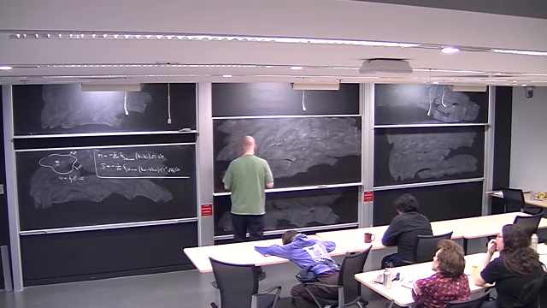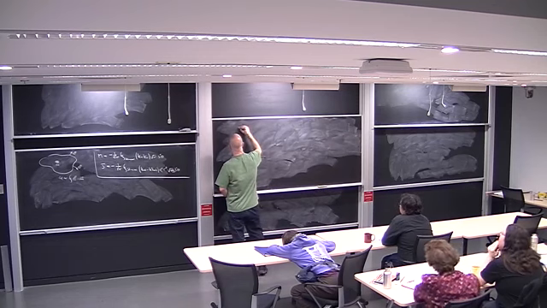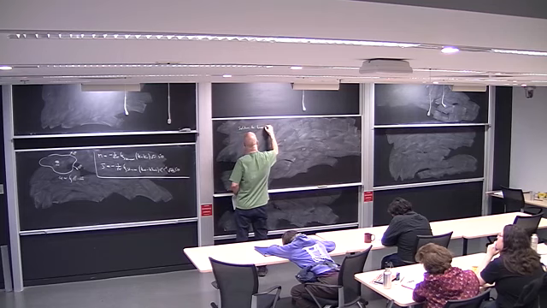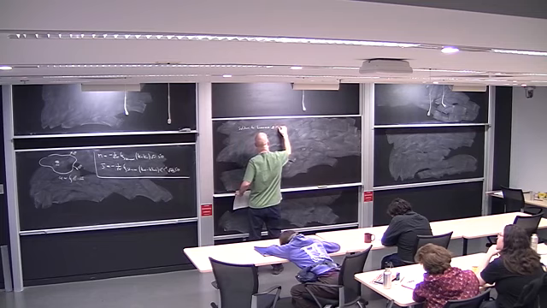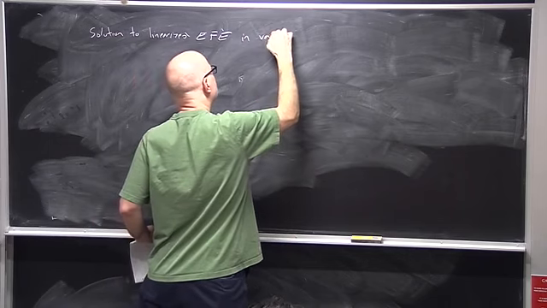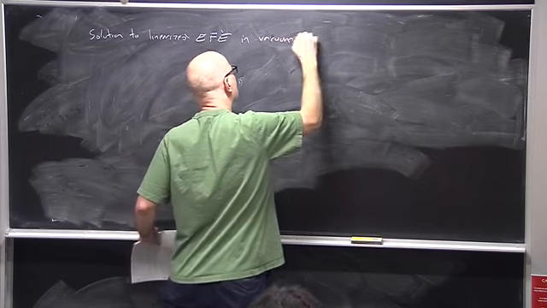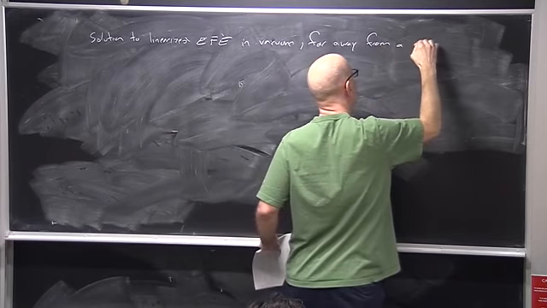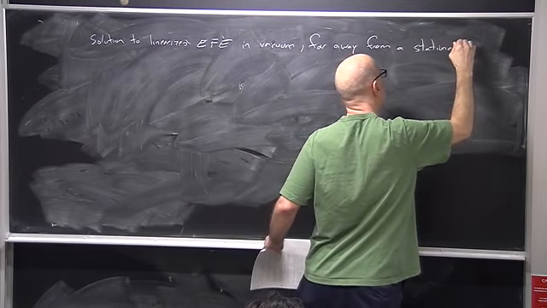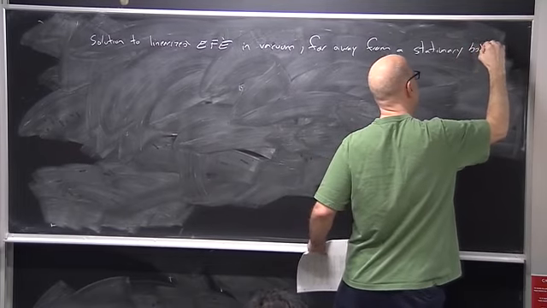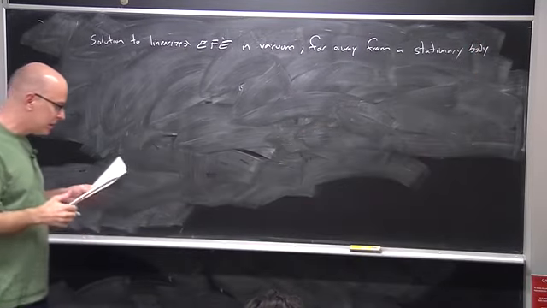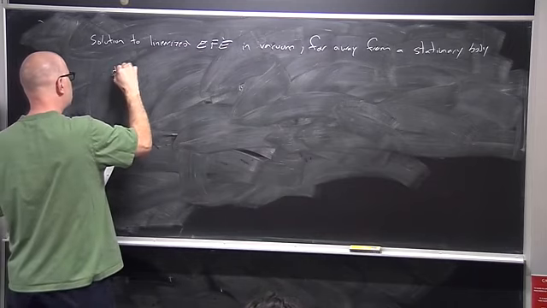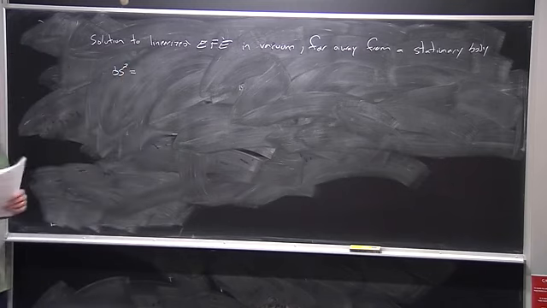So, I can just write down the solution. A solution to the linearized Einstein field equations in vacuum far away from a stationary body. I'll specialize myself to bodies that don't have a lot of time dependence in them. It can be written in the following form. That's a simple exercise of solving the linearized field equation.